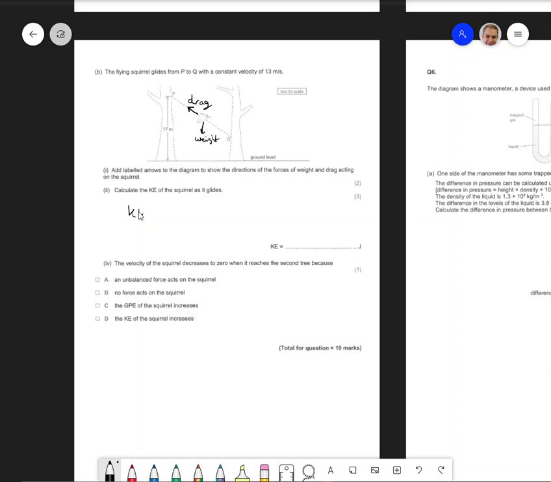Calculate the kinetic energy of the squirrel as it glides. This time we select the equation KE equals a half times m times v squared. So we've got a half times 0.19 times 13 squared. 13 squared is 169, which is something that was drilled into me in primary school. So what we get here is an answer of 16. The velocity of the squirrel decreases to 0 when it reaches the second tree, because if it's decreased to 0, there must be an unbalanced force. It's just A. And then we're on to the final question, I think.